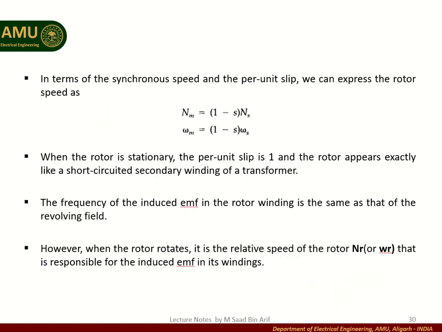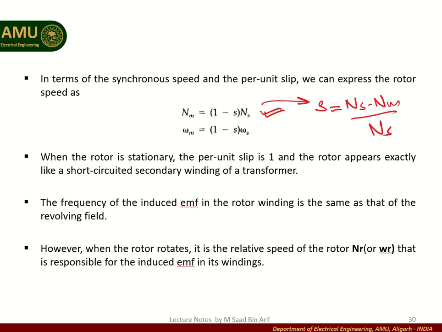Now if we want to express the motor speed in terms of slip, we can express it like this. Motor speed is nothing but Nm equals 1 minus s times Ns. This expression is obtained from the expression s equals Ns minus Nm upon Ns.